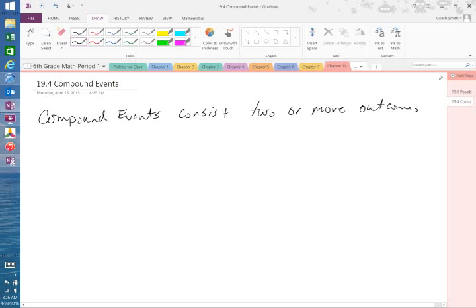Okay. For example, I'm going to roll a number cube or a dice and get the number 2, and I'm going to pick a card from a 52 card deck and get a king of spades. That's what I want to happen. Well, there's got to be a way to figure out what the probability of that would be. We already know how to figure the probability of each event. We know how to figure the probability that I roll a number cube and get a 2.